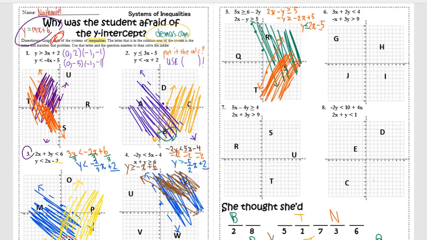So S lies in the intersection of our shaded regions. So S is the answer for number 5.